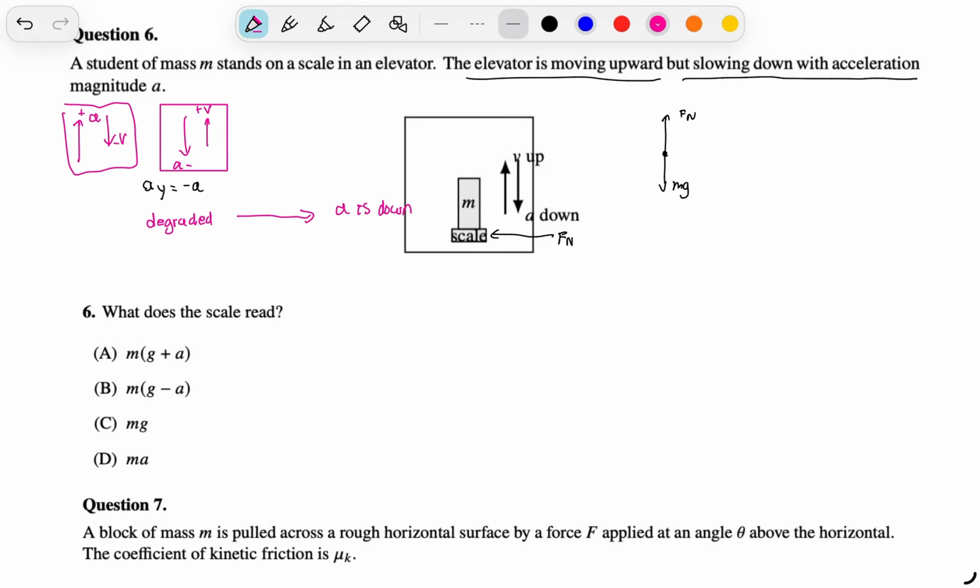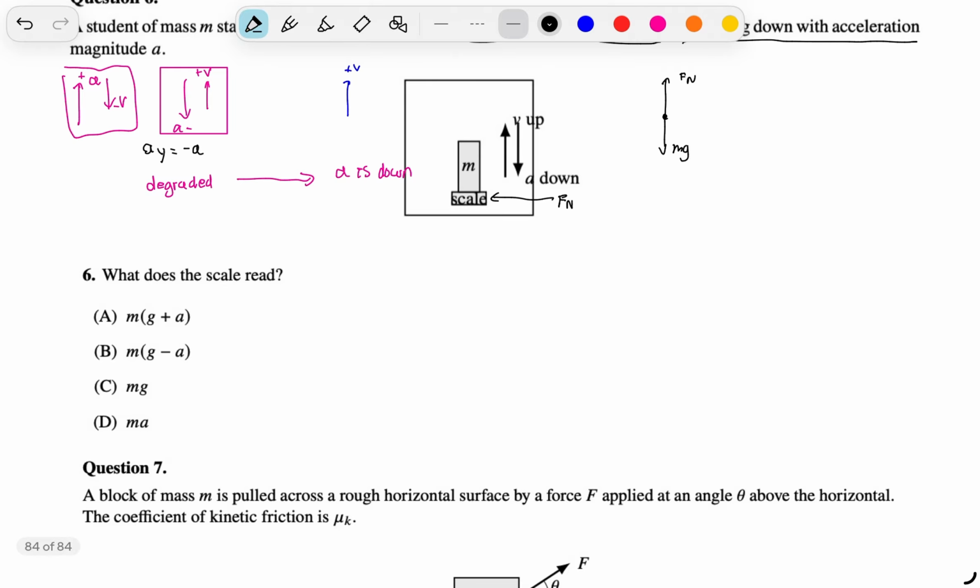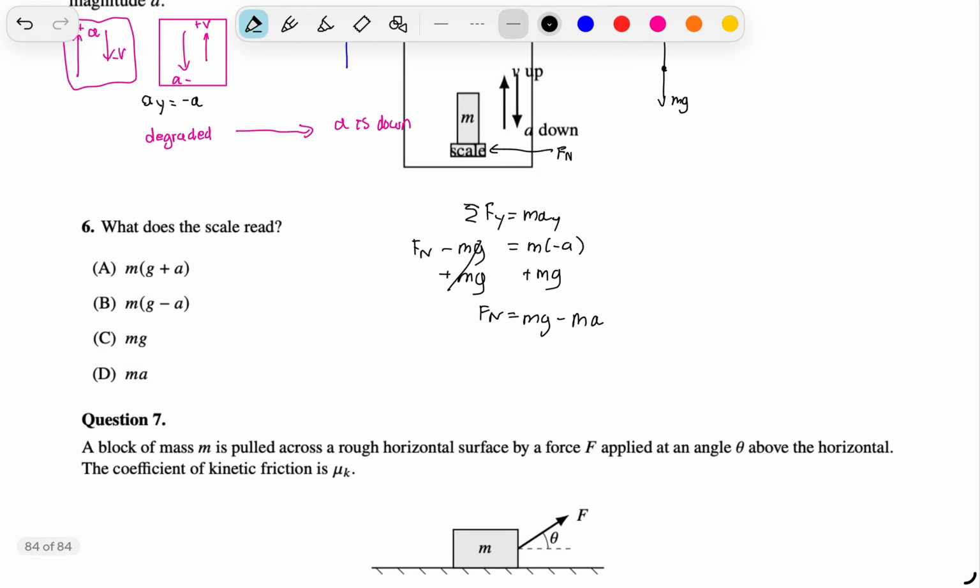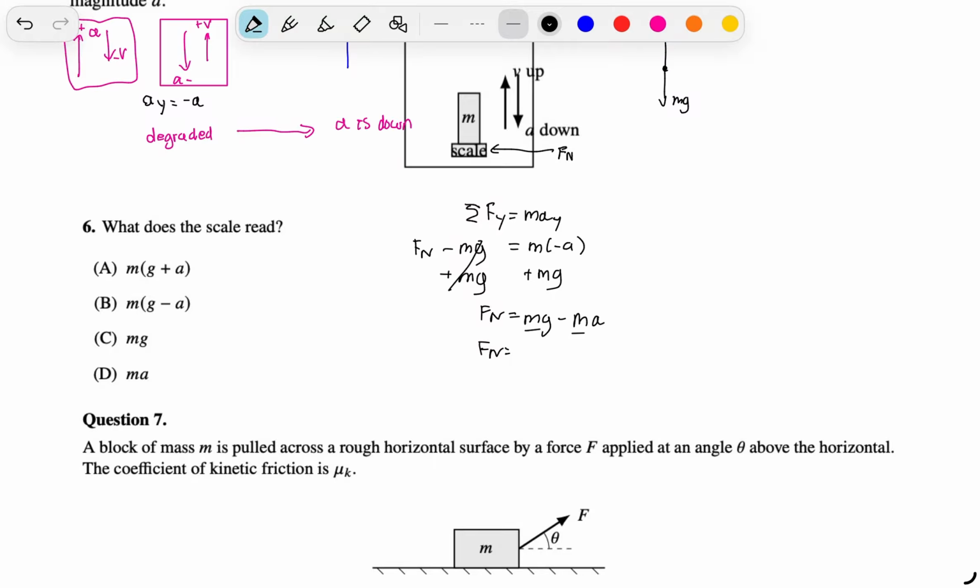which means that we have a velocity that is up. So now let's use Newton's second law. We have summation of our forces y is equal to ma y. So you have a normal force acting up minus your mg, and that's your mass times your negative acceleration. You're going to just add mg to both sides, and you have your normal force is equal to your mg minus your ma. So you can just factor out your m here conveniently. You have g minus a, and the scale is going to read option B.